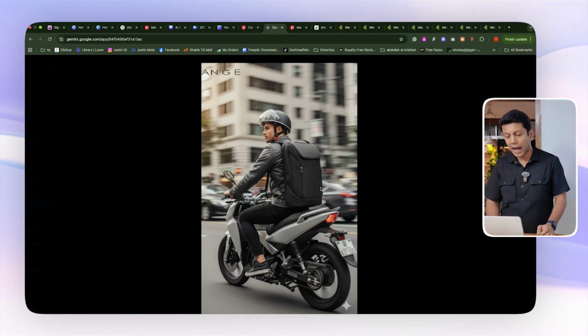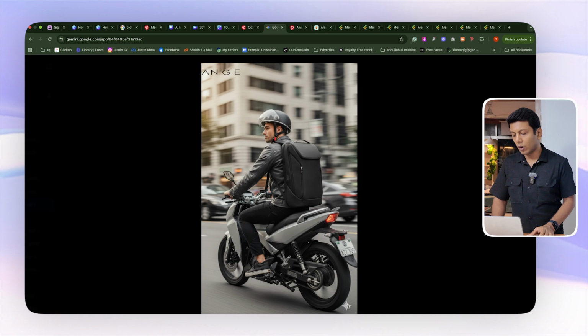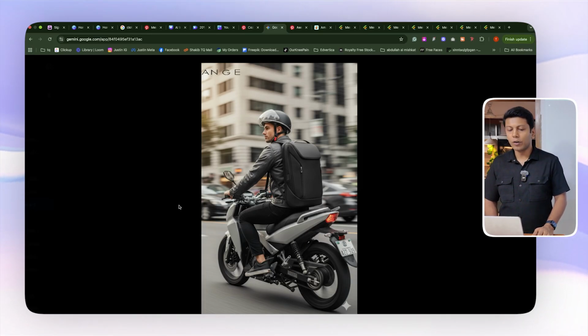There are different ways to remove these elements from the image. For example, you can get rid of the Gemini icon, or you can solve this problem if you use lmarena.ai. If you generate an image from lmarena, you won't have this sort of Gemini icon. So that's a pro tip for you.